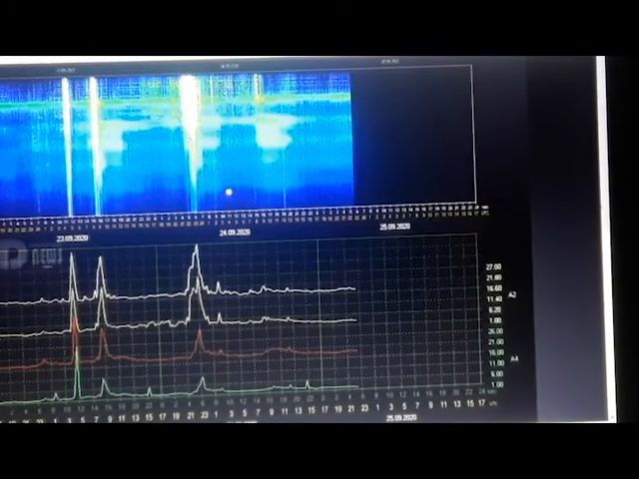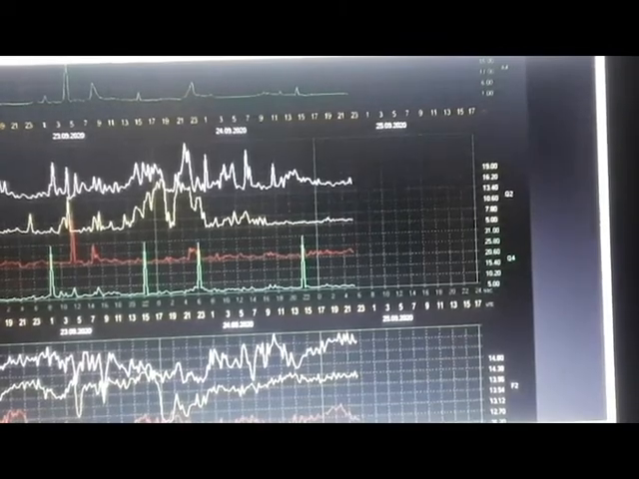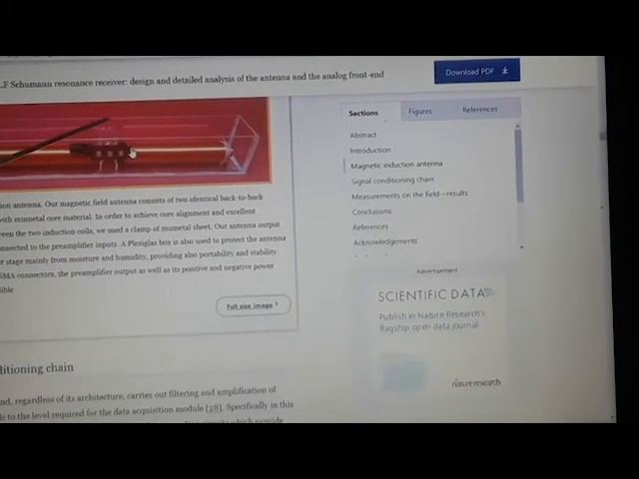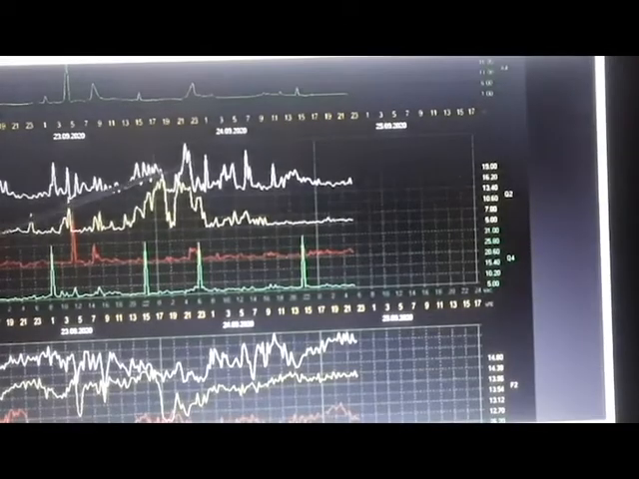Is the KP like a magnitude of the Schumann? So these are pico with this antenna. That's the magnetic induction coil that's picking up the signal I just showed you from right there. So that's an antenna.